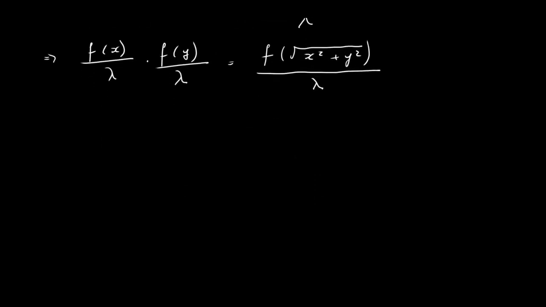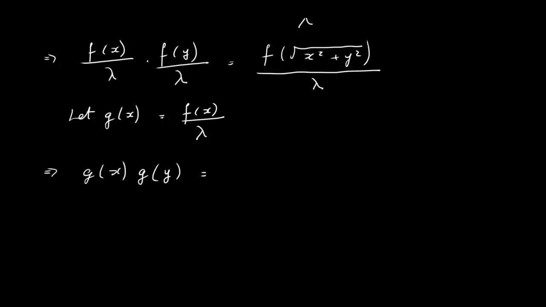Okay, now what I'm going to do is introduce another function here, and I'm going to call it g of x. And what I'm going to say is let g of x be f of x over lambda. We don't want another function here, but we will find that it is useful later on. You can see here that g of x is just a scalar multiple of f of x. In other words, multiply f of x by 1 over lambda and you'll get g of x. So what we've got here then is g of x times g of y is equal to g of the square root of x squared plus y squared.